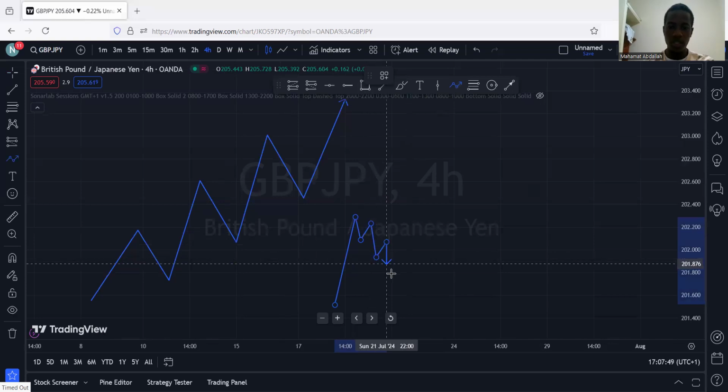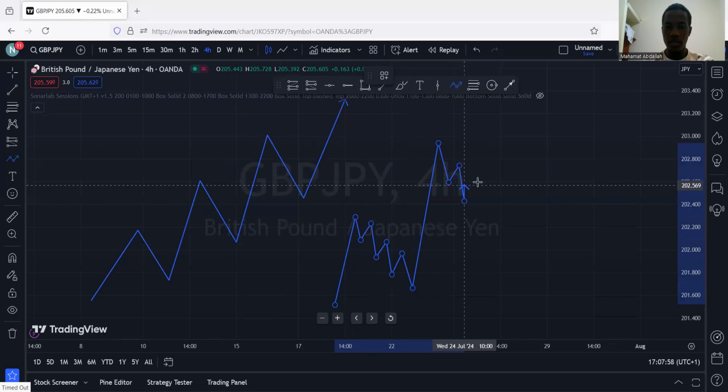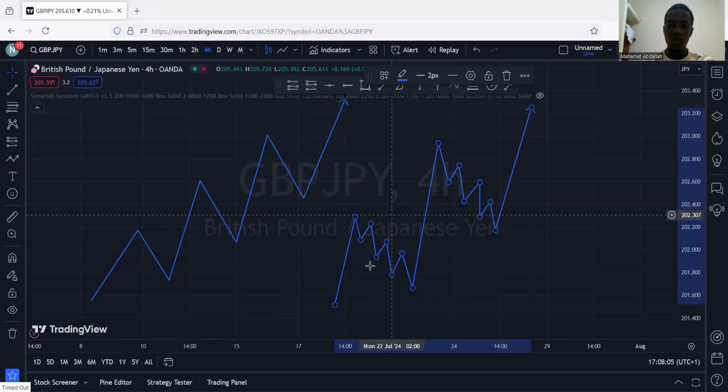And I think you have already seen this on the graph, right? It does a correction like this, then it gives you the next impulsive move. Then it gives you a correction like this. Then it gives you the next impulsive move, right? So this is the second way in which the market can move.